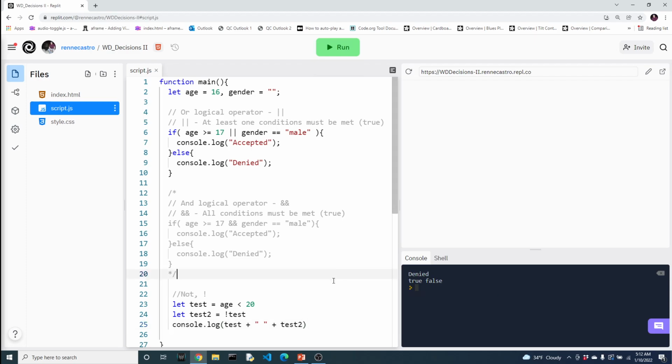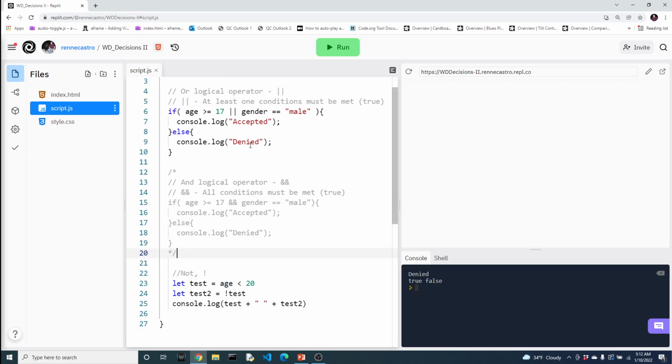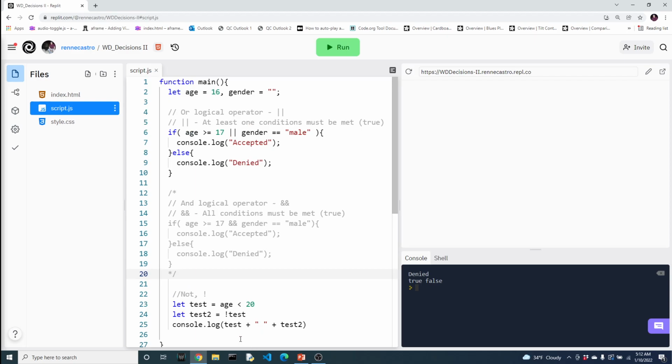Okay, so you can see here that the first test, again, based off our numbers up here of 16, well, 16 is less than 20, so test comes back as true. But test 2, which is not, or think of it like this, reverses the Boolean value, or it just makes it the opposite, if it makes it easier for you to understand it like that. But that's what the not operator does. It reverses the value of the Boolean expression. So because test was true, not test becomes false.